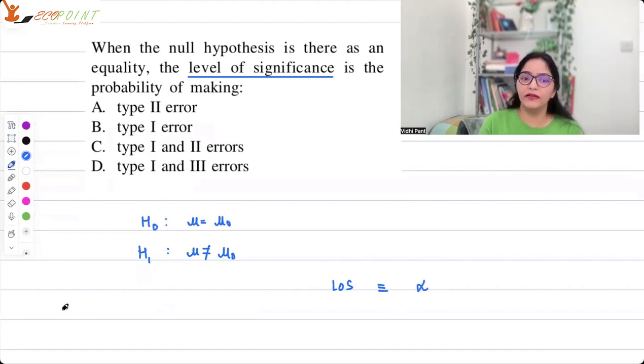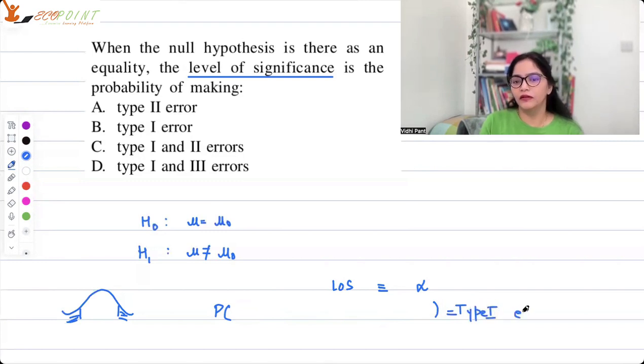It is an error. It is in terms of area. It is the area which is in the rejection region. And what is happening? It is the probability. So type 1 error is the probability of rejecting H naught when actually H naught is true.